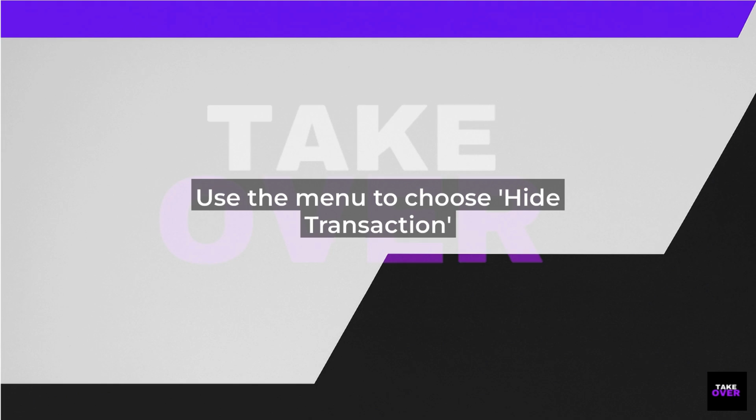Step 5. Voila! The transaction should now be hidden from your main list. To view hidden transactions later, go back to the menu and select View Hidden Items. Remember, this doesn't delete the transaction, it's just out of sight for privacy.